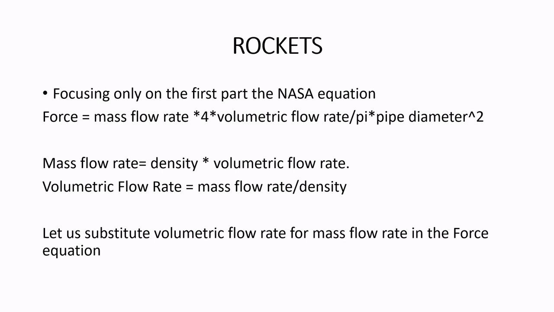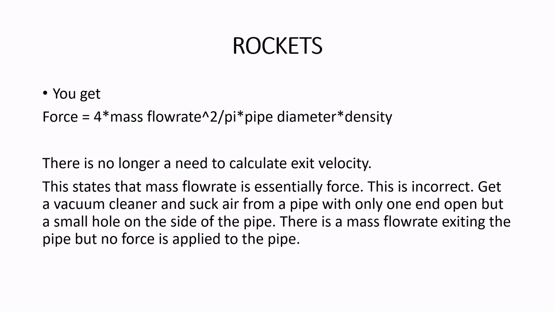Mass flow rate is equal to density times volumetric flow rate. You can convert volume to mass with density. Volumetric flow rate equals mass flow rate divided by density. Now let us replace volumetric flow rate with mass flow rate divided by density. After substitution, you get 4 times the mass flow rate squared divided by pi, pipe diameter squared and density. There is no longer a need to calculate exit velocity. This states that mass flow rate is essentially force.